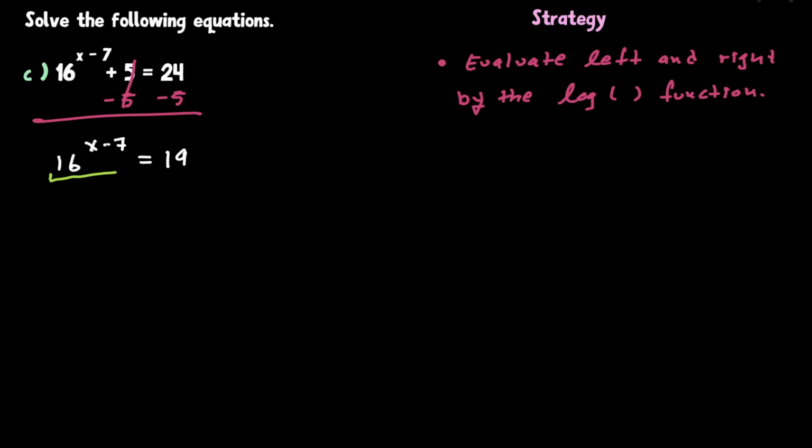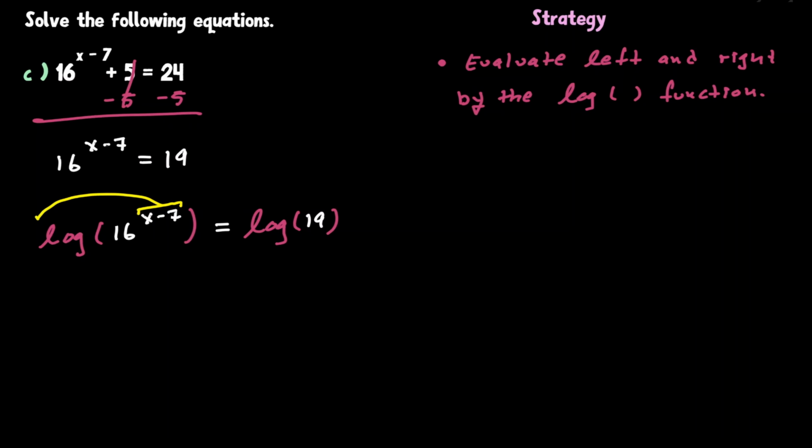So now that we have the expression with the variable isolated, let's apply the same strategy. Let's evaluate log on the left and the right. Now let's apply the power rule. Now we can get this exponent of x minus 7, and this whole exponent, we can bring it to the front as a multiplication. So we're getting closer to solving for x.